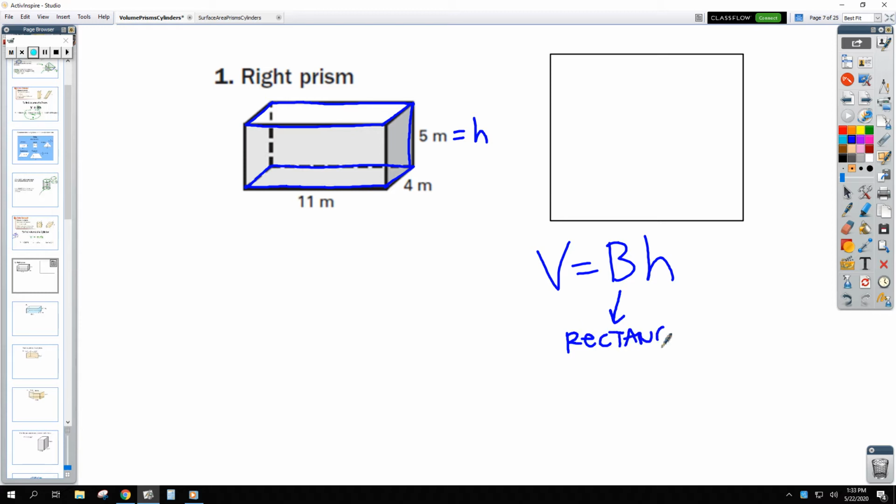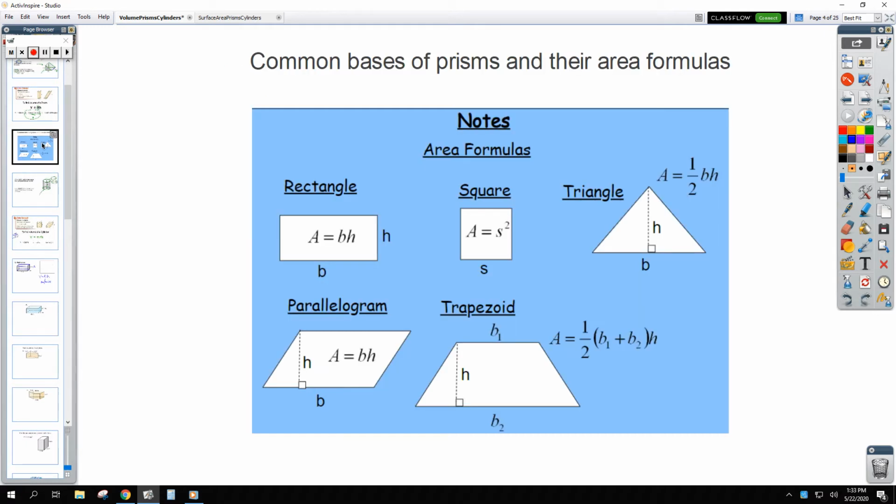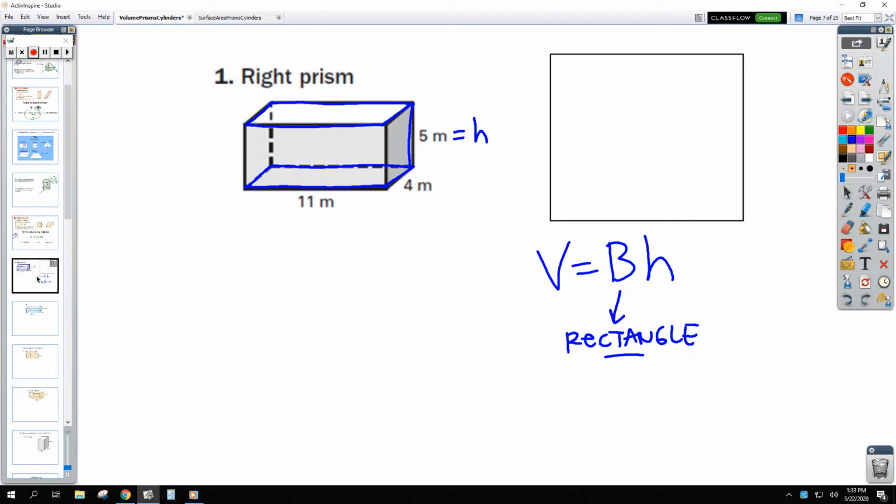So we identified our bases as rectangles. So what we need to replace the B here with is the area formula for a rectangle. Now remember, in the notes in the previous video I gave you this little cheat sheet. What is the area formula for a rectangle? Base and height. Base times height. So coming back to this formula, we're going to replace the B part here, understanding that this is the area formula for our rectangular base. Then we're going to take that and multiply it by H, which is, remember, the height of the prism.